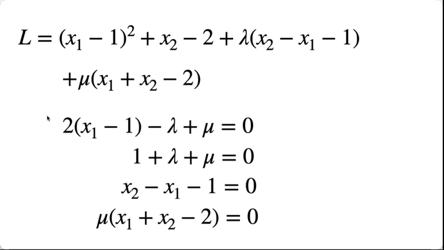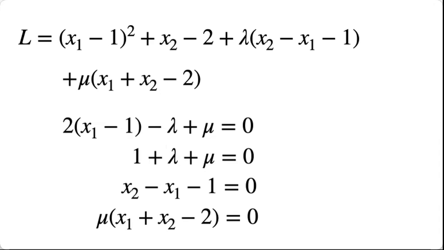Well, if we take the partial derivative of the Lagrange function with respect to x2, this term becomes 0. So this term becomes 1, and this term becomes 0. And we have plus lambda, and plus mu, because x2 here becomes 1, so it's mu. So the condition becomes 1 plus lambda plus mu equals 0.